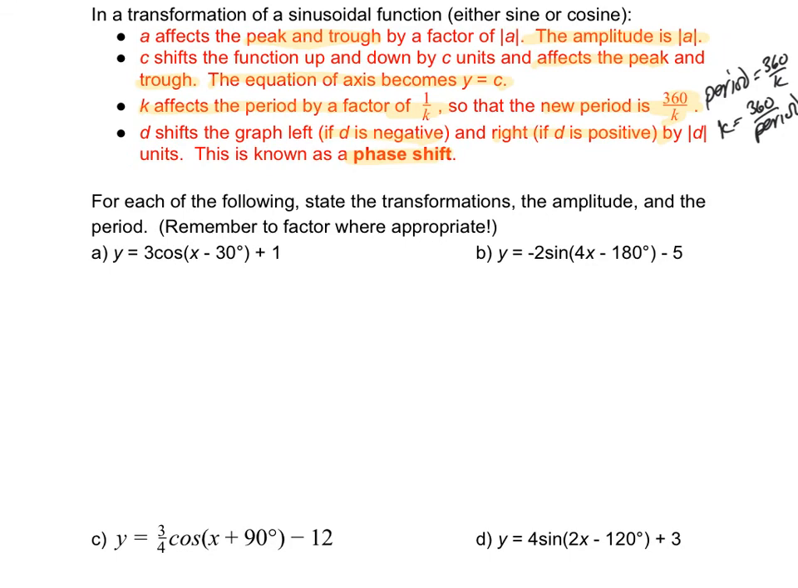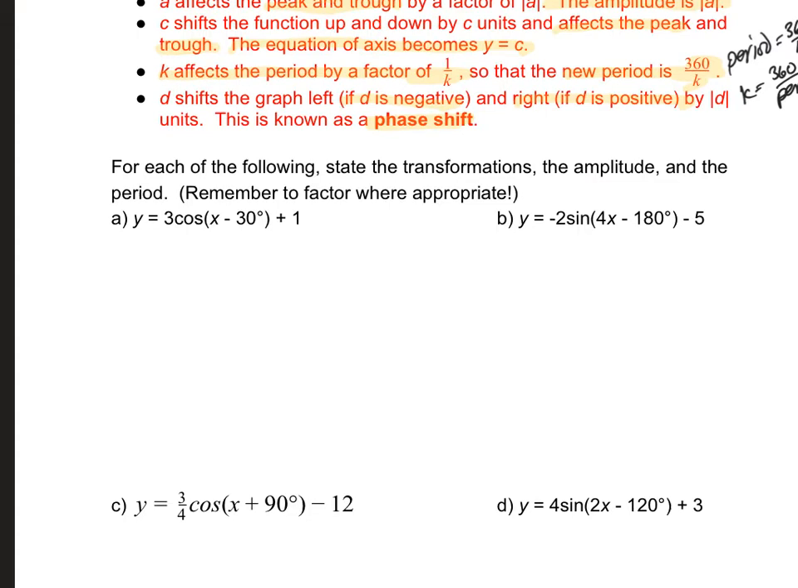Let me do this in a different color just to separate things out a little bit. As usual, we always want to find the A, K, C, and D values. In this case, A is 3. This tells me that this is a vertical stretch by a factor of 3. As it applies to sinusoidal functions, this means that we also have an amplitude of 3. It's kind of convenient: amplitude starts with A. That's a nice, easy way to remember things.